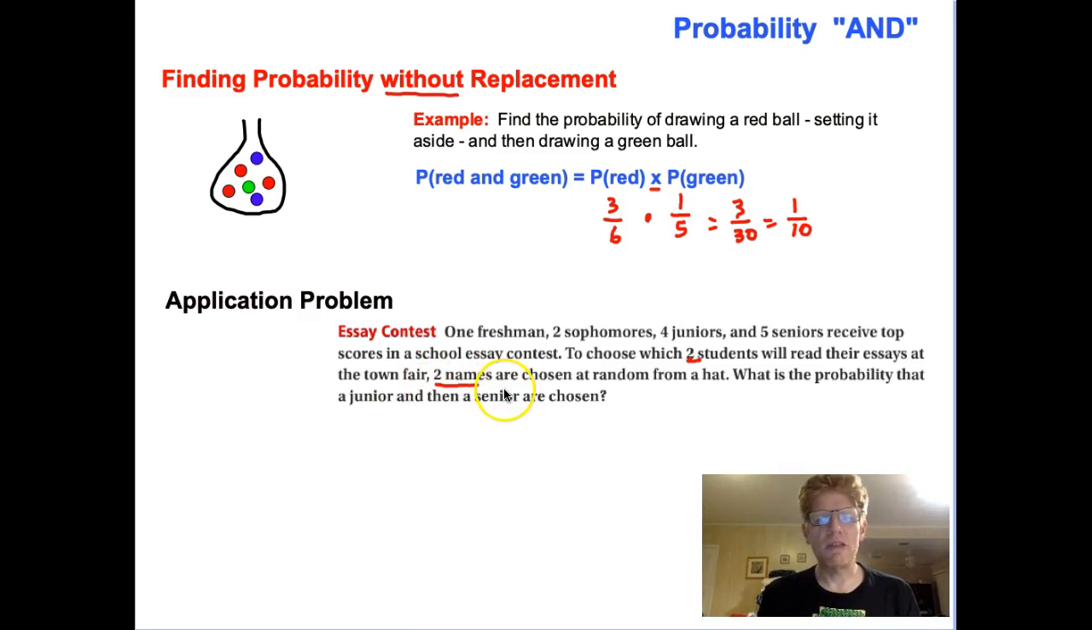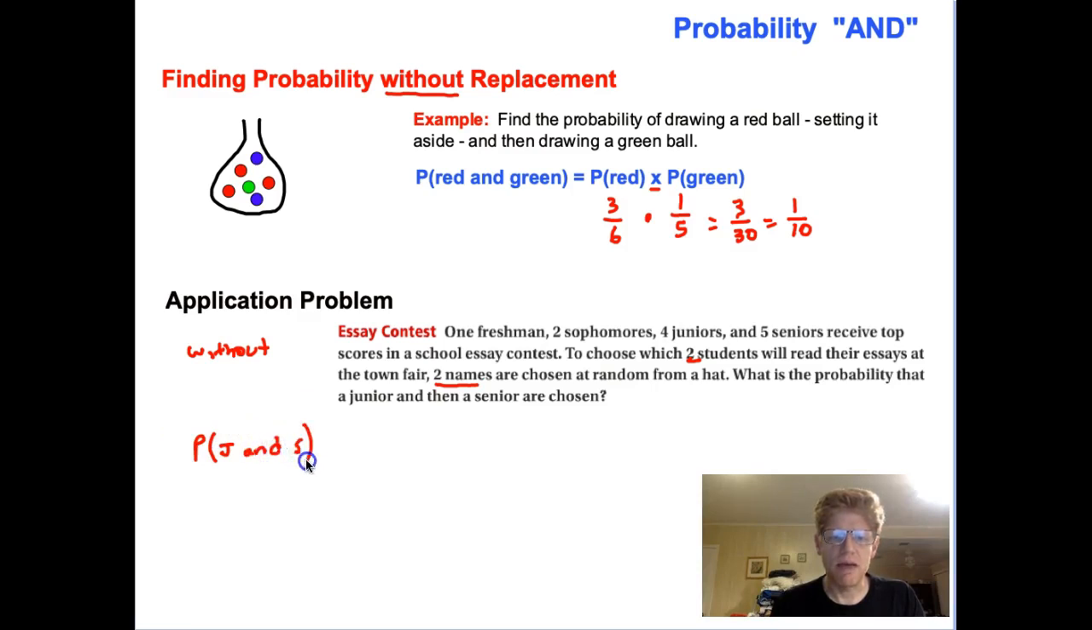And is this going to be with replacement or without replacement? Well, we're choosing names from a hat. Once I draw that first name out, I'm not going to put it back in, because that would give me the possibility of getting the same person to read their essay twice. I'm going to get a different name out. So this is going to be without replacement. Let's take a look at our probabilities. We want the probability of getting a junior and a senior. So a junior and a senior, one after the other.